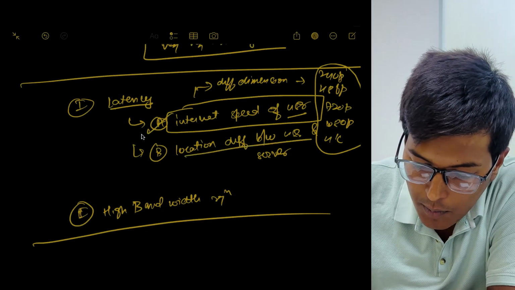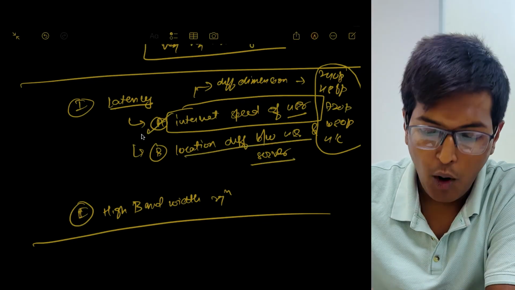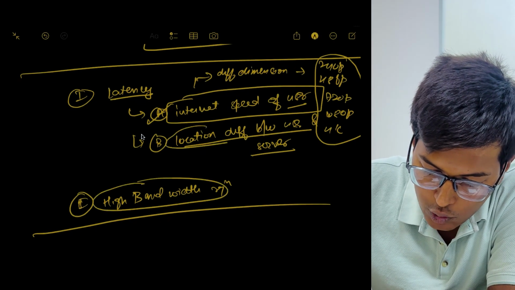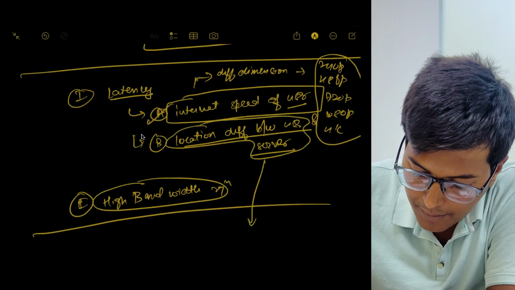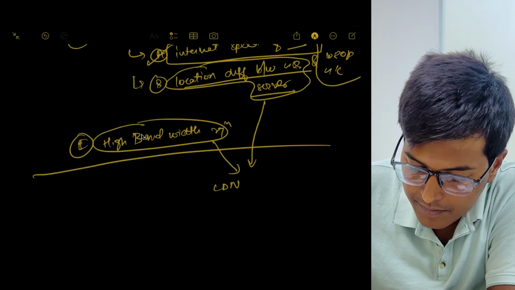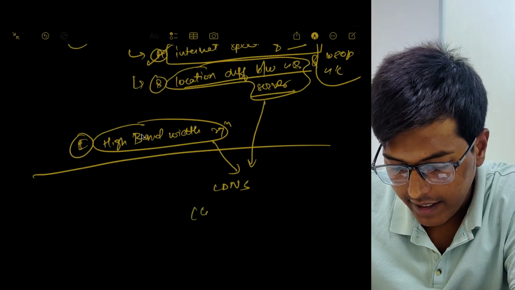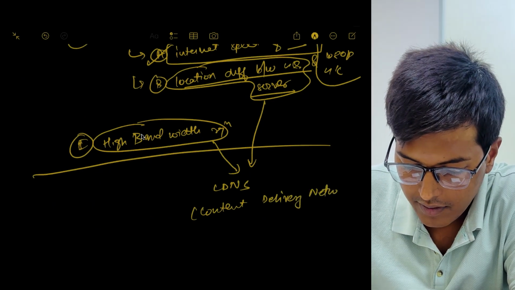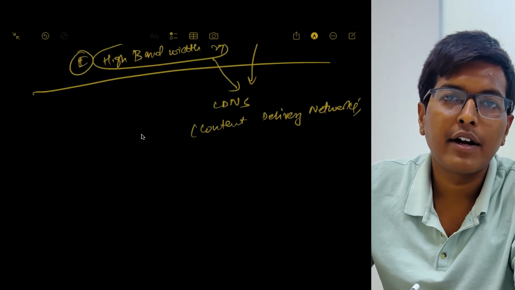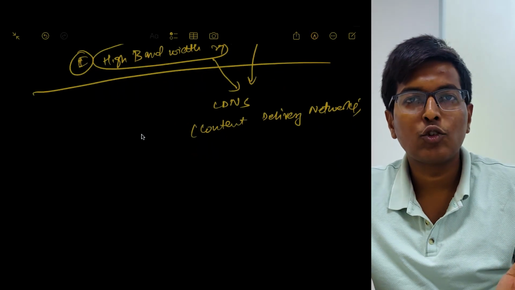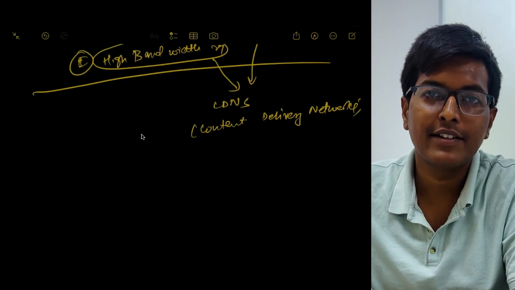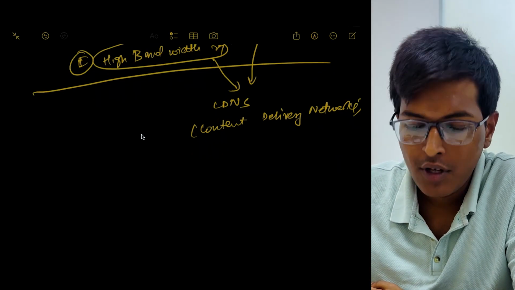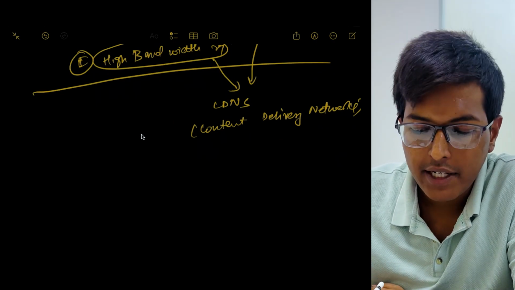Now, how is the other problem solved? Both of these problems are solved using something known as CDNs. CDNs stands for content delivery networks. Of course, I cannot cover CDNs in complete detail today. If you want us to cover CDNs in complete detail as well, do let us know in the comment section, and we will create a new video on what CDNs are in a very detailed format.